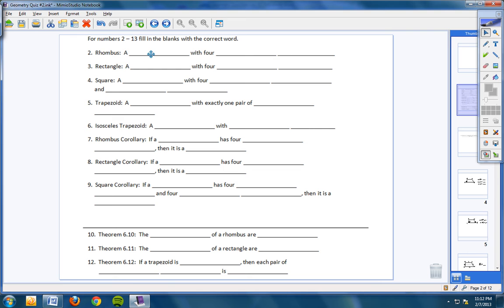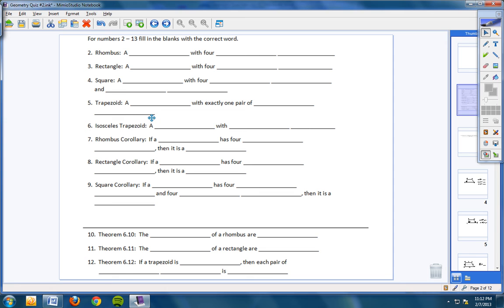Definition of a rhombus: a parallelogram with four congruent sides. A rectangle is a parallelogram with four right angles. A square is a parallelogram with four congruent sides and four right angles. Or if you said four right angles and four congruent sides, that's fine also.